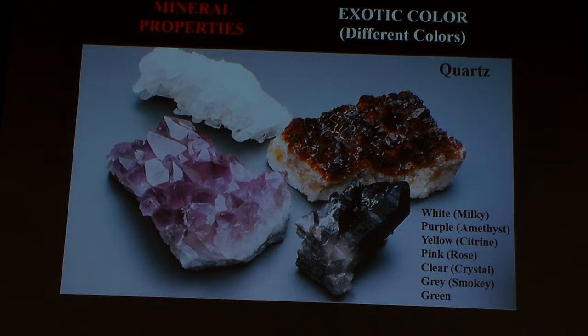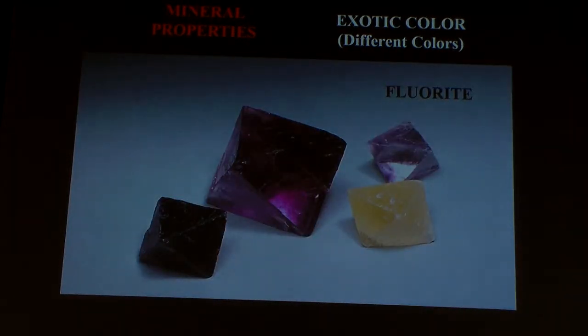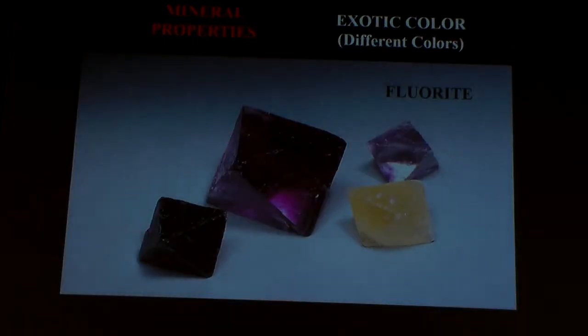So if you have quartz, you don't want to be relying on the color as a diagnostic tool to figure out what it is, because the color can vary quite a lot. Fluorite is another one that has variable colors. You can see up there, yellowish, yellowish white, pale purple, deep purple, and black. So fluorite is another one where the color is very tricky. You don't want to trust color.